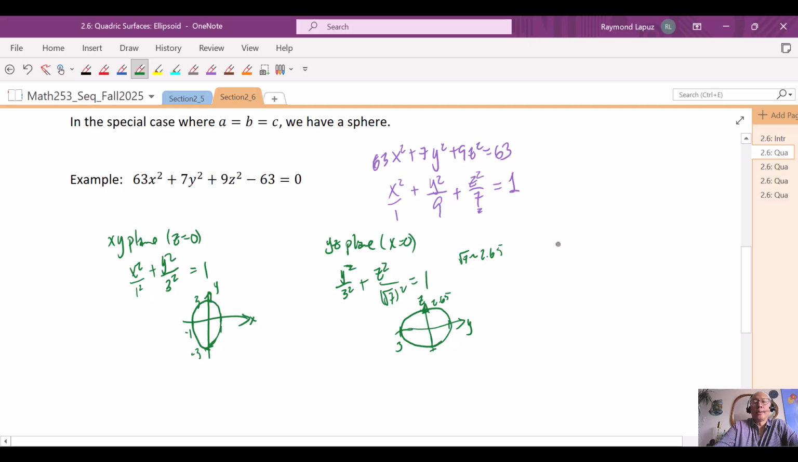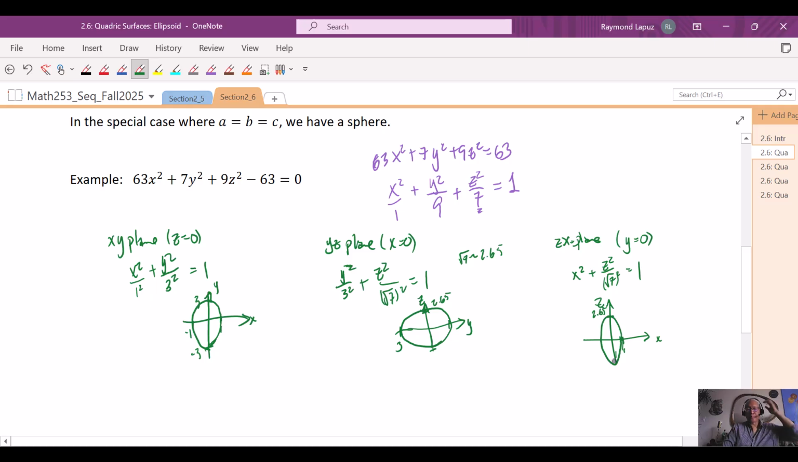Again, we have an ellipse, and then finally at the xz plane or zx plane, doesn't really matter. If you're following the right hand rule, it would be zx, and that's when y is equal to 0, and then we have x squared plus z squared over root 7 squared is equal to 1. This time your x and your z, we have 1 and 2.65, and then it looks something like this.